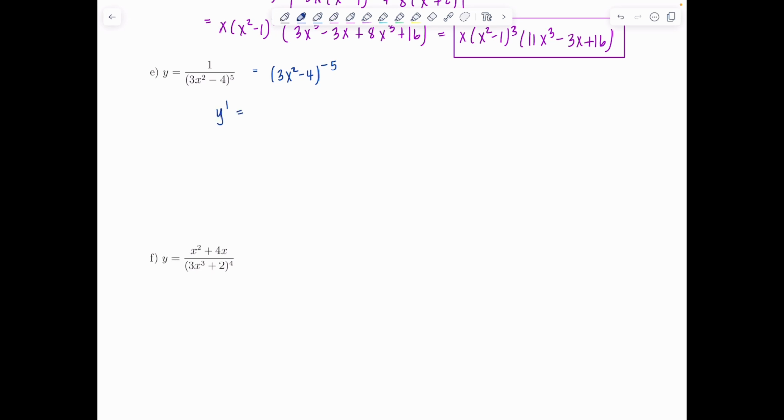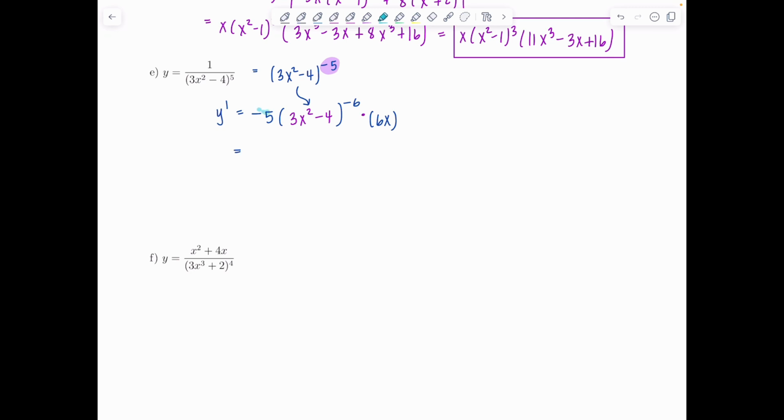So y prime, the derivative of something to the negative 5th, bring negative 5 down front, the new exponent's negative 6. Rewrite what you have inside the parentheses, don't touch a thing. Now, by the chain rule, I have to multiply by the derivative of what's inside. So derivative of 3x squared minus 4, 6x, very good.